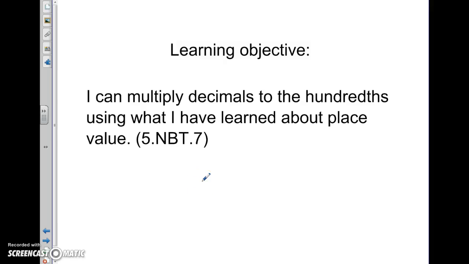Our learning objective: I can multiply decimals to the hundredth using what I have learned about place value. It's 5th grade standard, NBT 7.